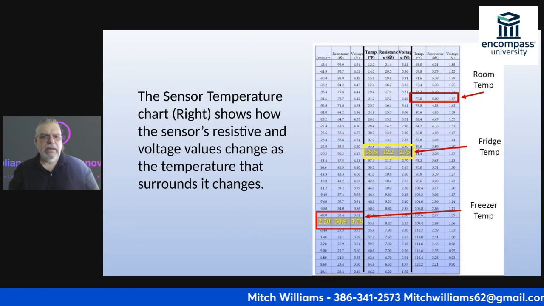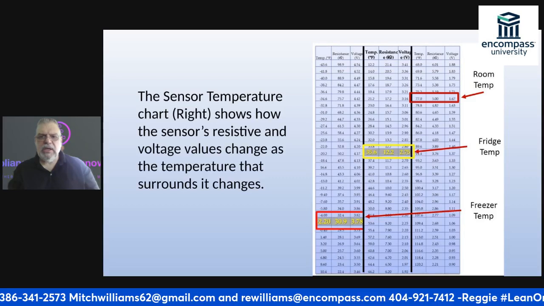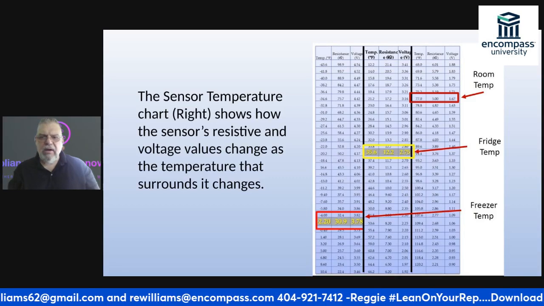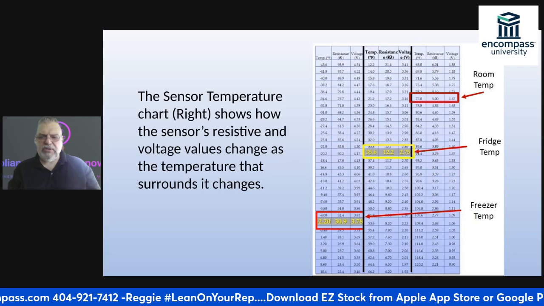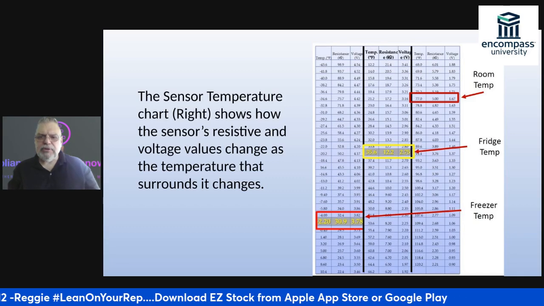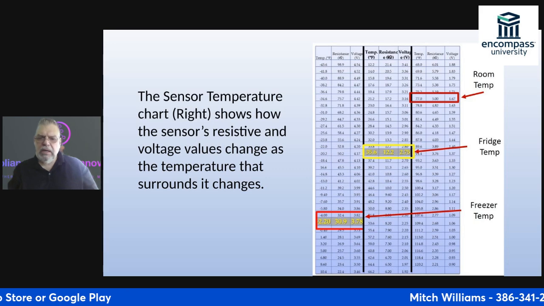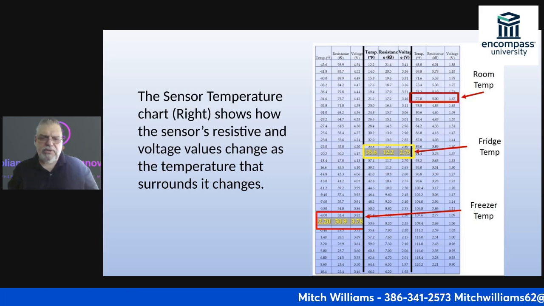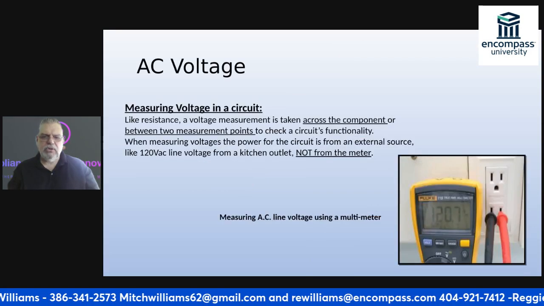They're right here. Okay. The sensor temperature on the chart, the temperature that surrounds it. So once again, if the temperature goes down, what happens to my resistance? Let's take the example in the center. The temperature is 35.6. My resistance is 12. If my temperature drops to 2.20, my resistance goes to 30.9. So what does that tell me?